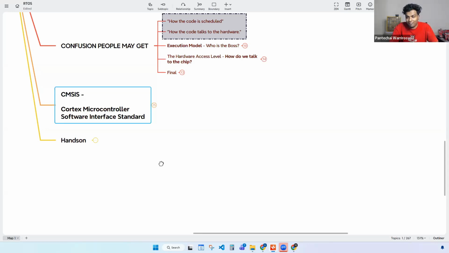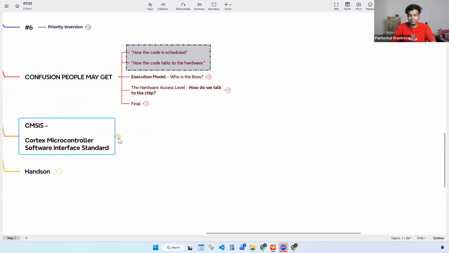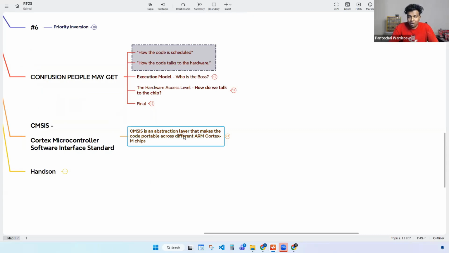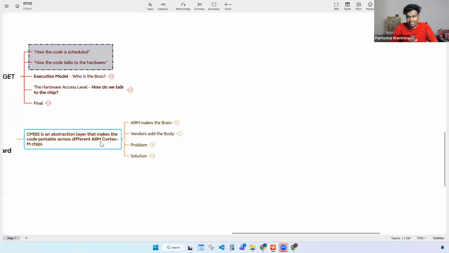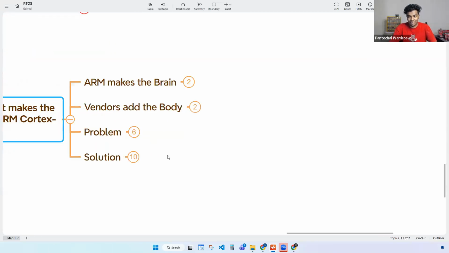Okay, I'll give a very wonderful example. Definitely, I think you will love it. Just imagine CMSIS is an abstraction layer that makes the code portable across different ARM Cortex M chips. I'll explain it clearly so that you will really understand.